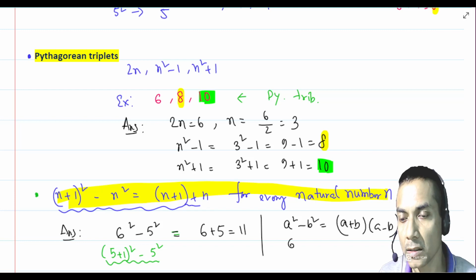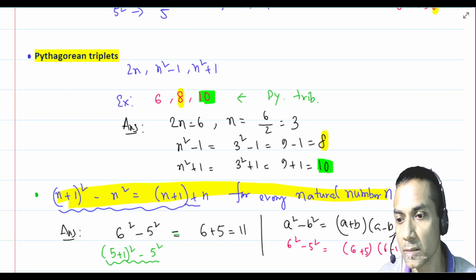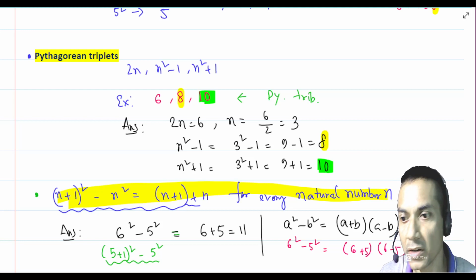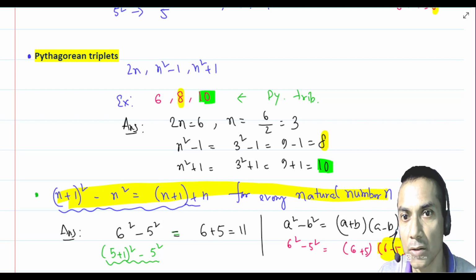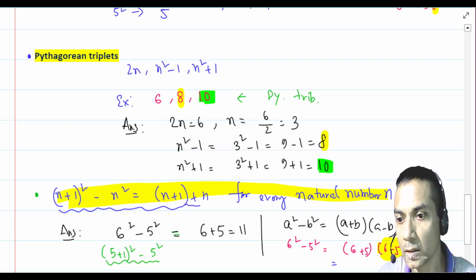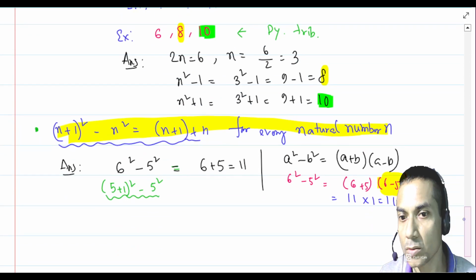Now think about that. If it is 6 square minus 5 square, the value will be 6 plus 5 and 6 minus 5. Look at this. For consecutive natural numbers, the difference is always 1. So this value always remains 1. That is the reason we only calculate the addition of the two given numbers, because this value is equivalent to 1. So it is 11 into 1. So the result is 11, because this value is always 1. Clear?